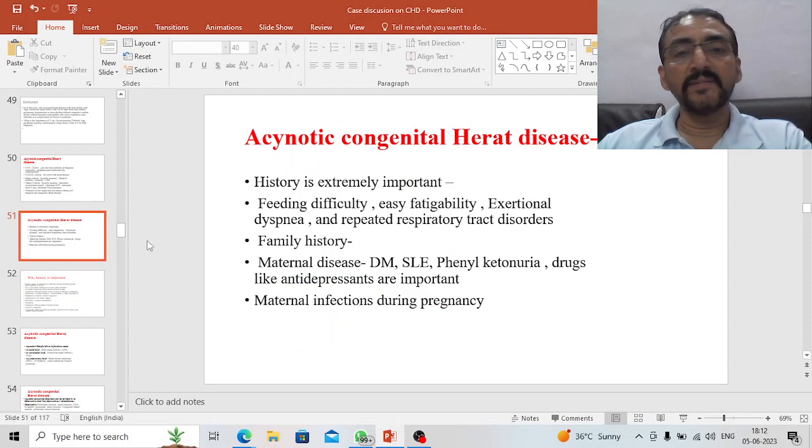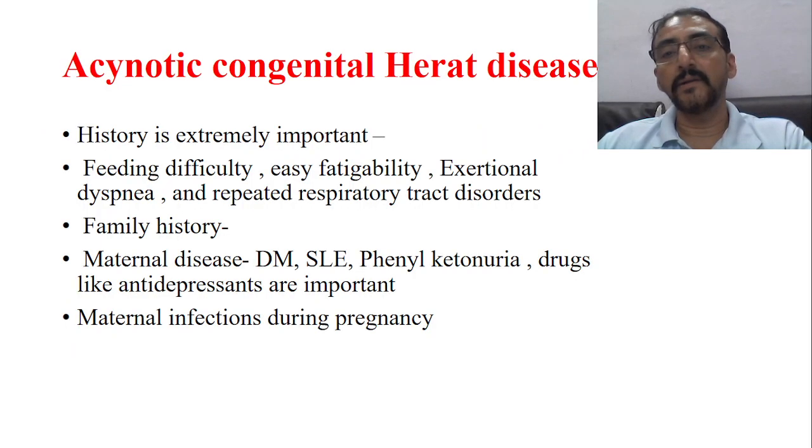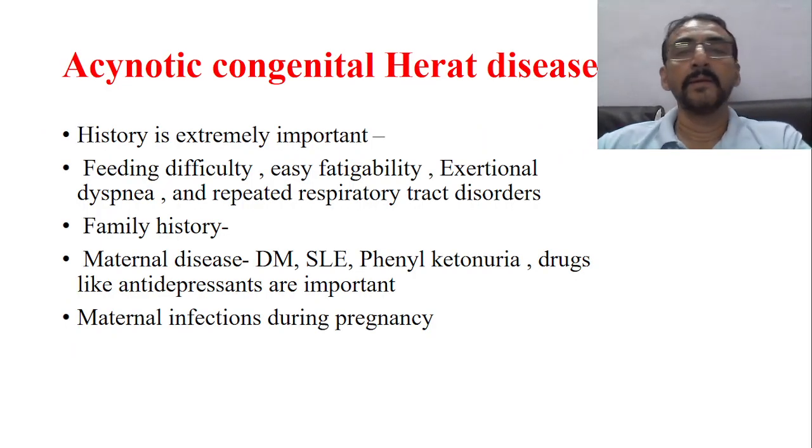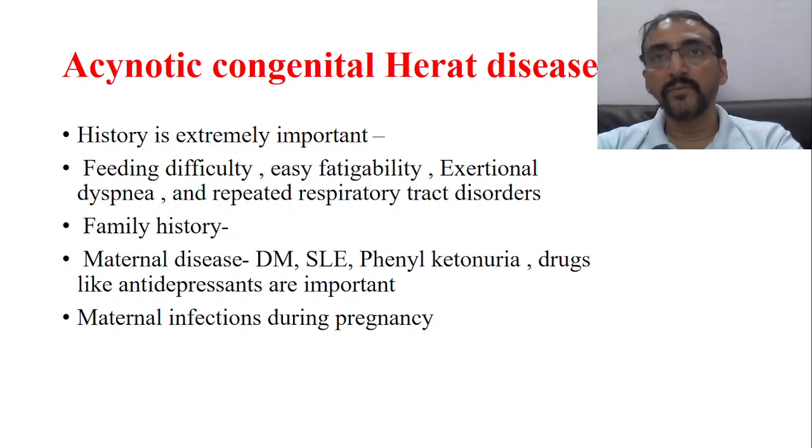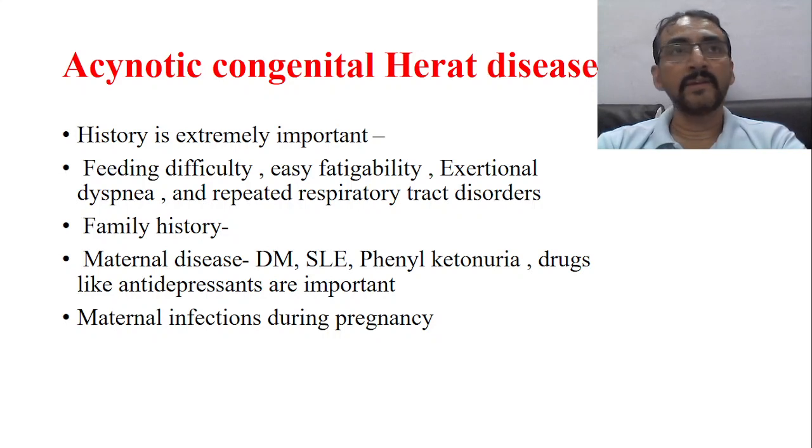Now come to the basic topic, acyanotic heart disease. We have seen two important long cases related to this. One is acyanotic heart disease associated with Down syndrome, and another one is acyanotic heart disease with VSD. Now to identify acyanotic heart disorders, history is extremely important.